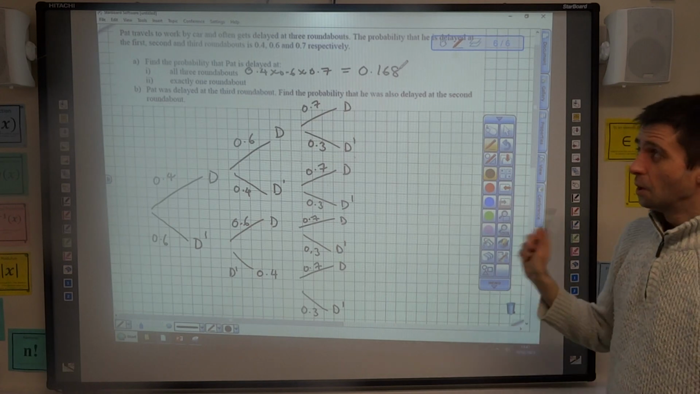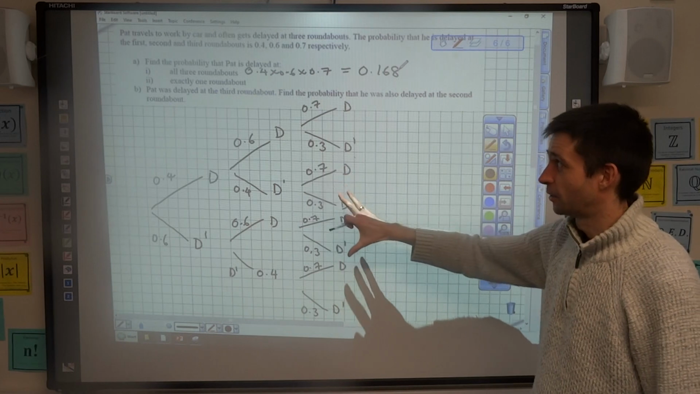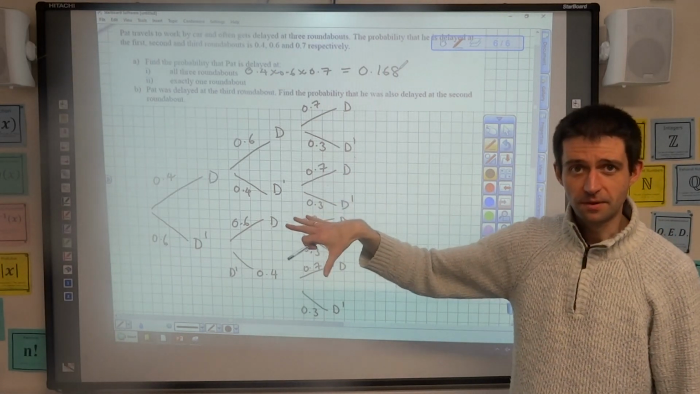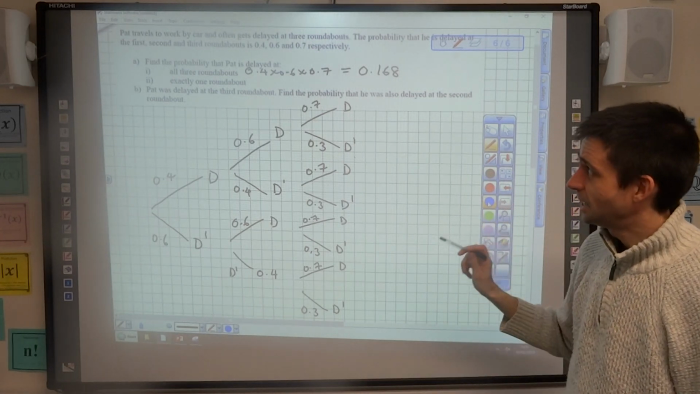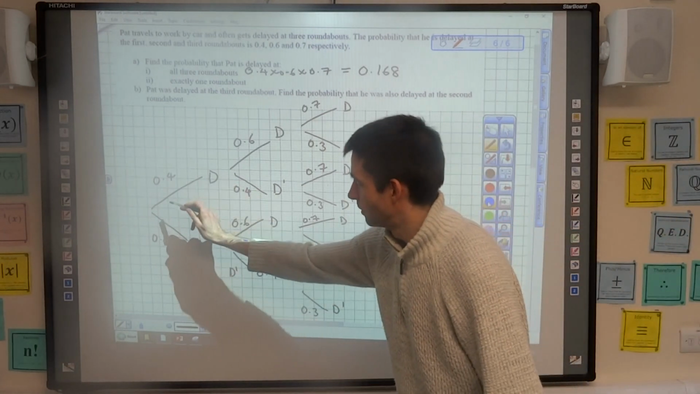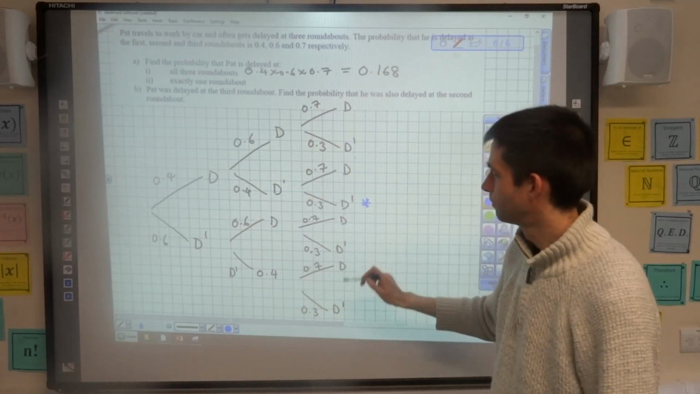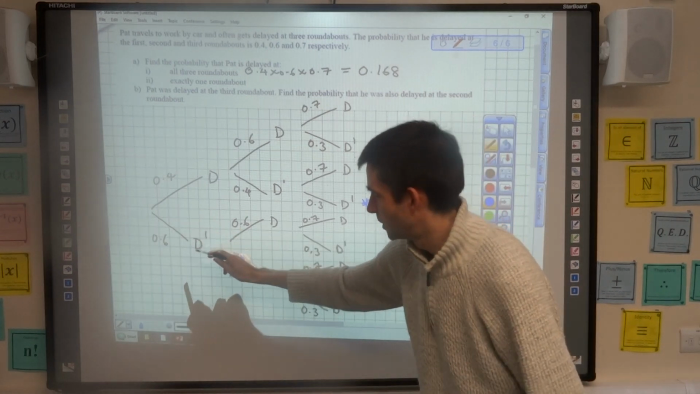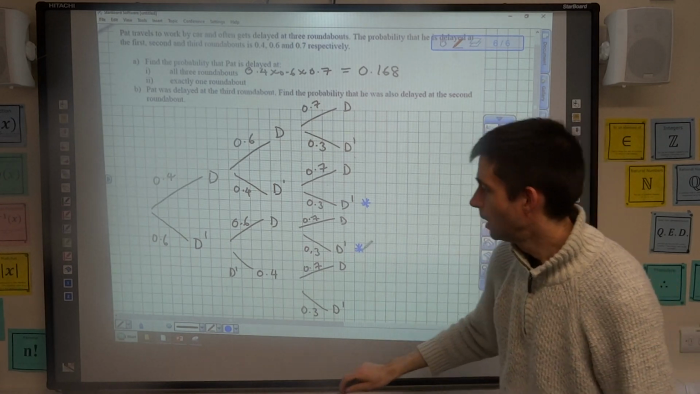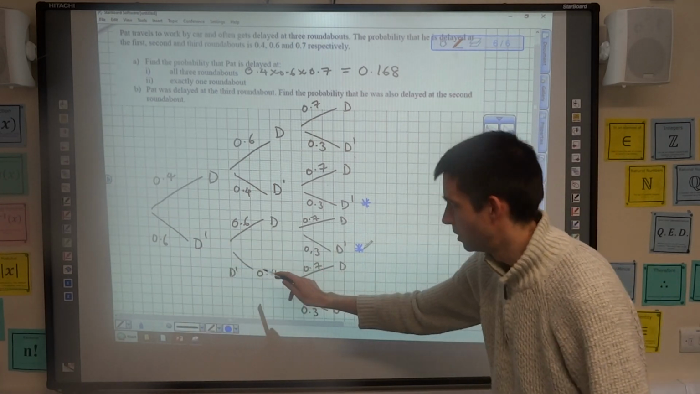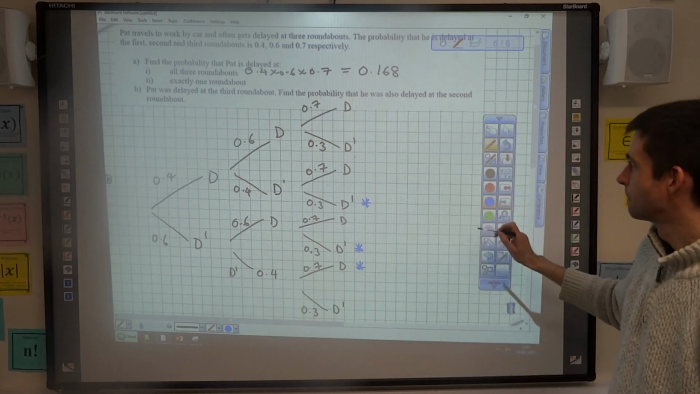Okay. For the next one, delayed at exactly 1 roundabout, I'm just going to inspect the tree diagram to determine which of those events I'm actually interested in for part II. So being delayed at exactly 1 roundabout. If I'm delayed at the first one, I can't be delayed at the second or the third, so that's that one. If I'm not delayed at the first one, I could be delayed at the second but not the third, so it's that one. Or if I'm not delayed at the first, I could be not delayed at the second but delayed at the third, so it's that one there.